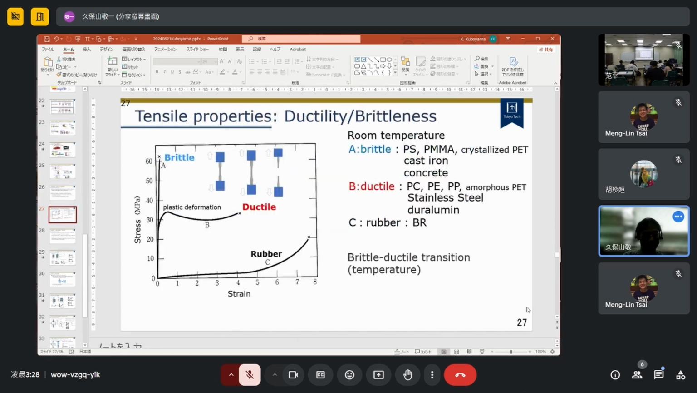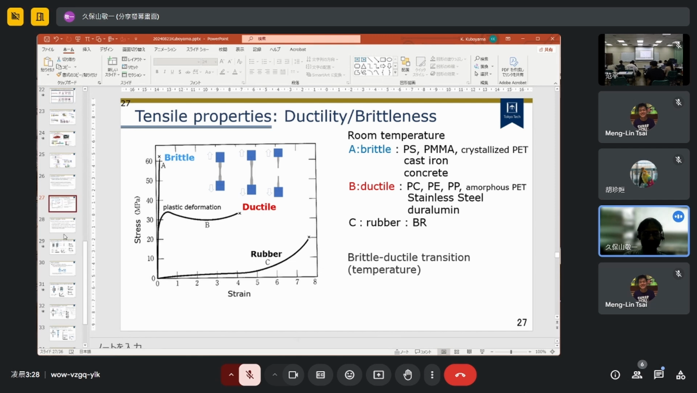Okay, so let's move to the next stage. Let's think about the mechanical properties of polymers. This figure is a stress-strain curve of a polymer. A stress-strain curve means that when you mold the sample into a dog bone shape like this and elongate both ends, you can draw the graph of the strain and the stress.